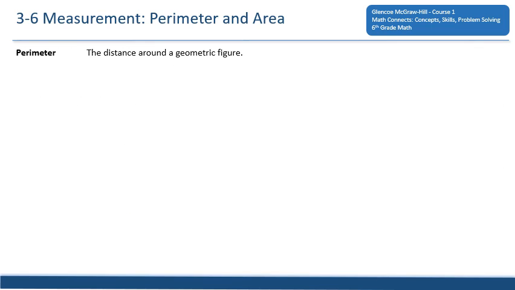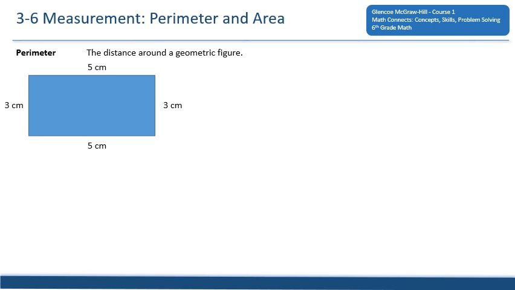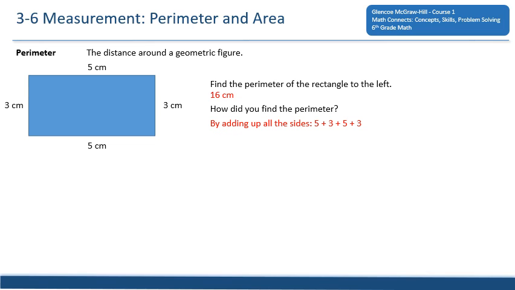Perimeter, the distance around a geometric figure. So we have a figure and we have the lengths of the sides. Find the perimeter of the rectangle to the left. 16 centimeters. How did you find the perimeter? By adding up all the sides. 5 plus 3 plus 5 plus 3.